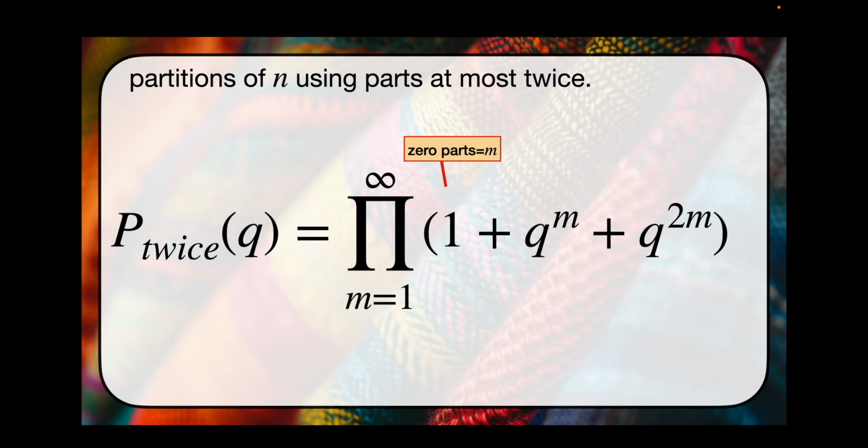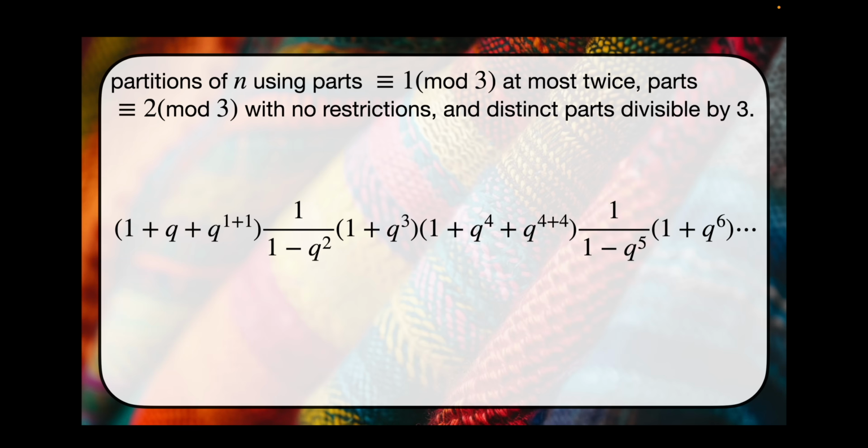So if we were to decode this piece by piece, this 1 is 0 parts equal to m. This q to the m is 1 part equal to m. And then finally, this q to the 2m is 2 parts equal to m. And now that we're armed with these strategies, we can pretty easily write down a generating function for a crazy restriction. So let's just build this one.